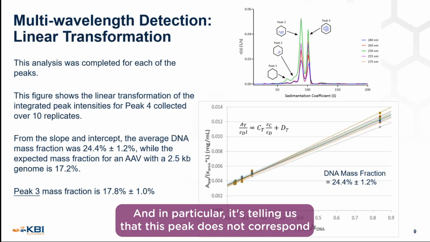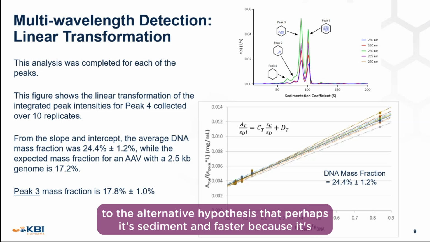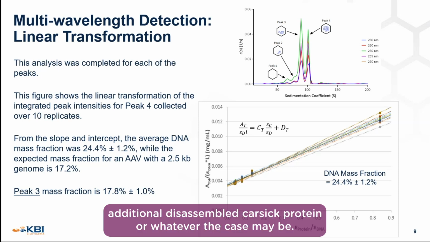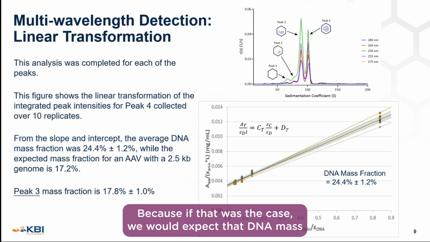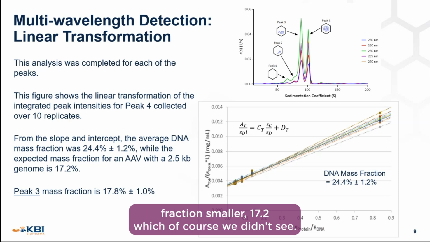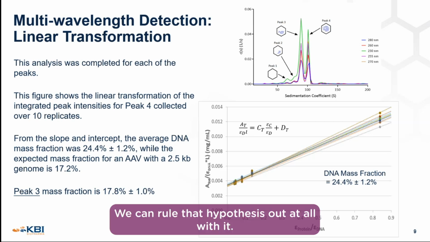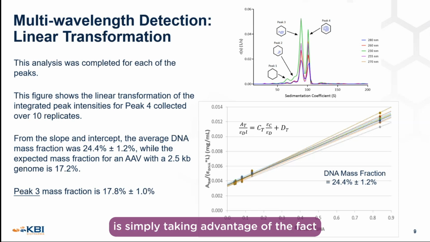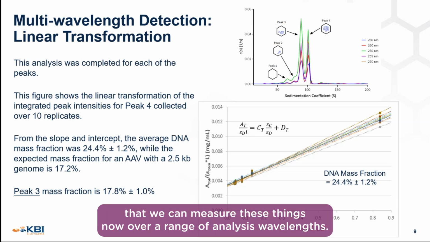And in particular, it's telling us that this peak does not correspond to the alternative hypothesis that perhaps it's sedimenting faster because it's assembled with something like an empty capsid, for example, or perhaps additional misassembled capsid protein, or whatever the case may be. Because if that was the case, we would expect that DNA mass fraction to be smaller than 17.2%, which of course we didn't see. We can rule that hypothesis out, all with a single measurement and a single instrument, simply taking advantage of the fact that we can measure these things now over a range of analysis wavelengths.